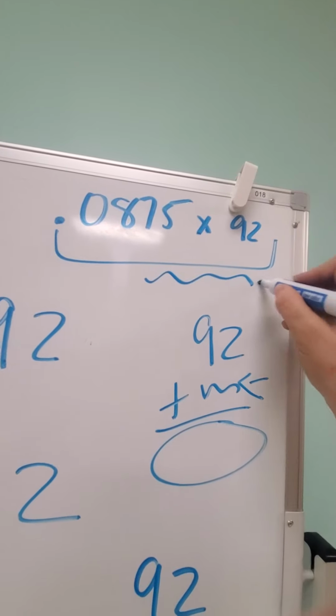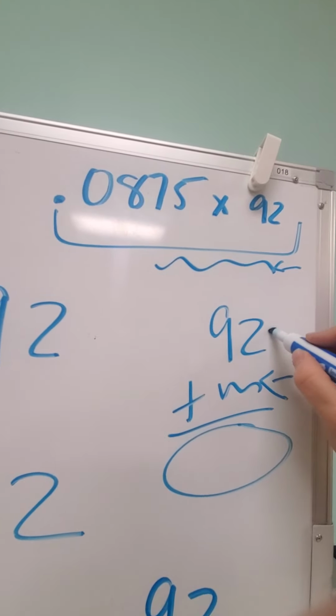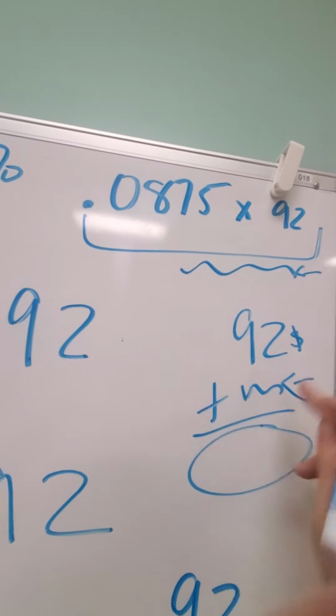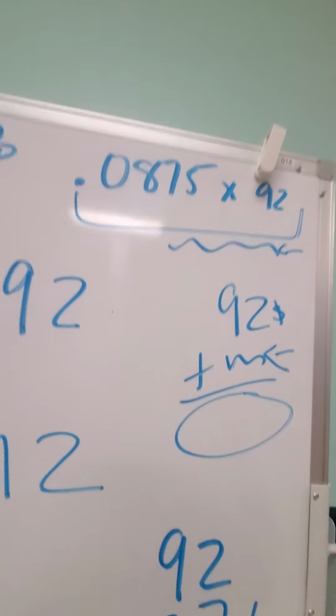This would be sales tax. This is the amount for the item. And sales tax plus the amount of the item is how much I will pay.